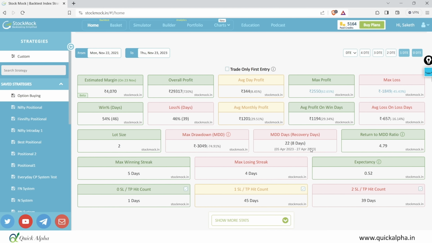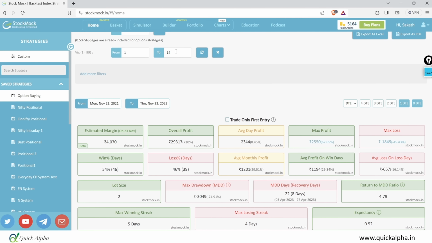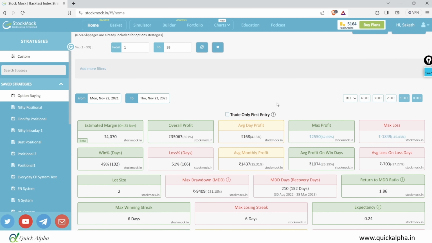So not just that, let me show you one more very important thing. Right over here, let me just change this back to 99, and you can see if you try to run this during all VIX conditions, the drawdown actually went on for close to around 210 days, or 152 days was what it took for recovery. But when you actually run it when the VIX is under 14, your overall drawdown just comes to 22 days. You can see how we were able to optimize the system.